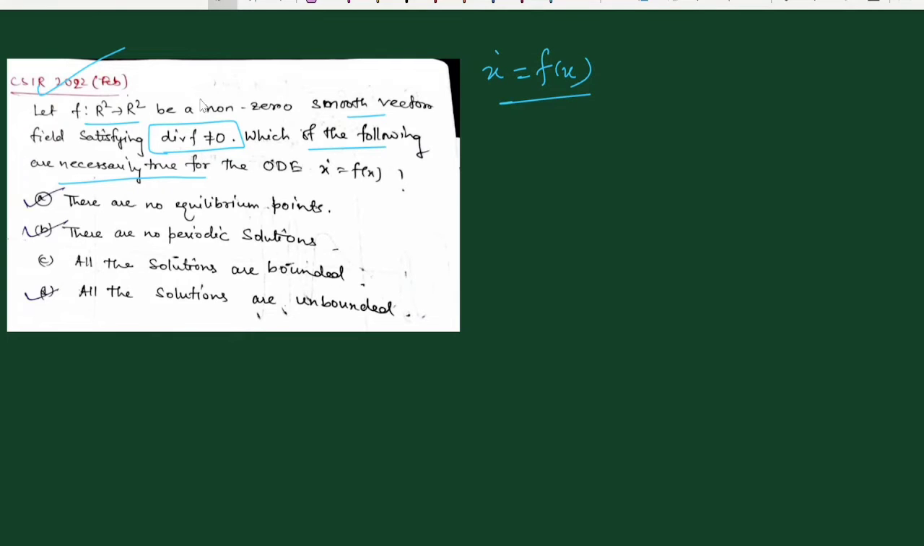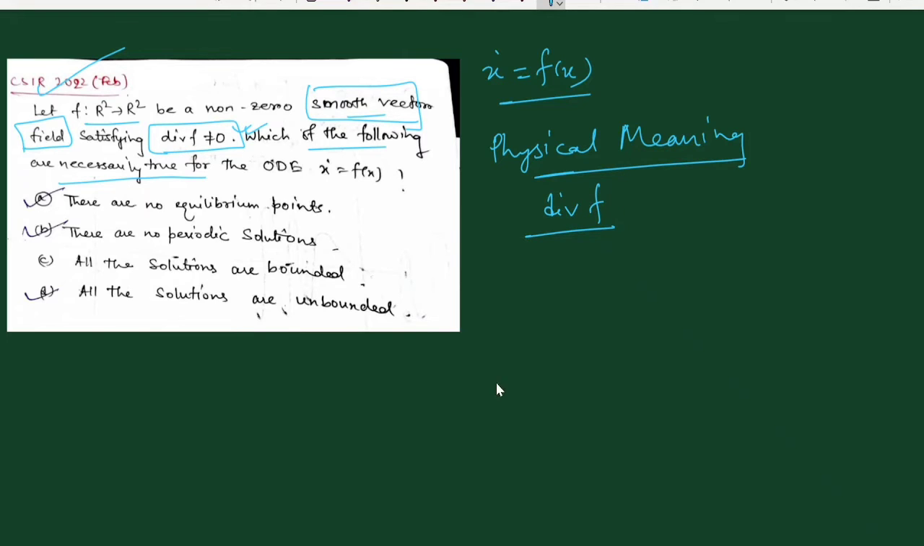Okay, so there are the terms smooth vector fields. First, what do we mean by divergence of f not equal to 0? What is the physical meaning? The questions are not too directly solvable. You have to understand the meaning of the question. First, what do we mean about the divergence of f?